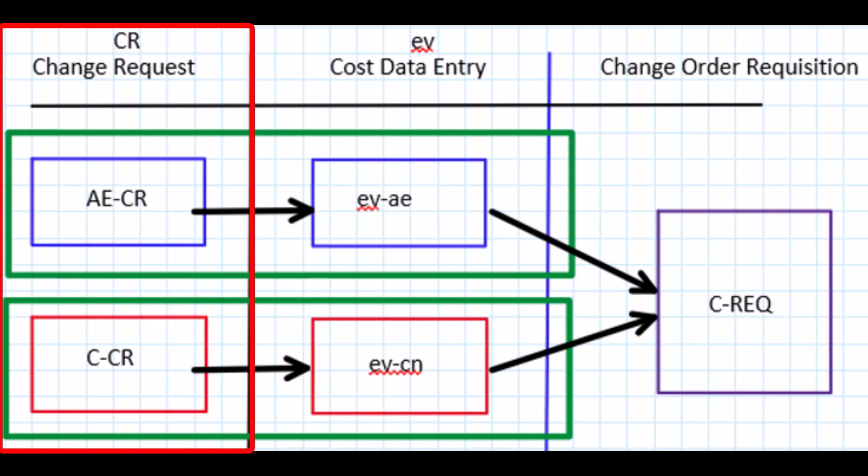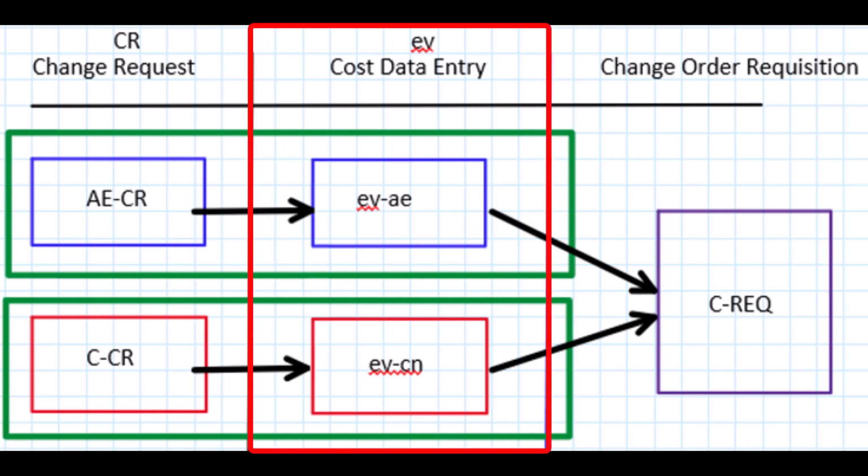Once submitted change requests are approved, they will be entered into the project cost module and will be spawned to EV processes. AECRs are spawned to EVAE and CCRs to EVCNs. When the EV is created, it is pushed to the hold PCO step by project controls and sends the notifications to the PM as a reminder that the original change request has been turned into a PCO and is ready to be bundled into a change order process, also referred to as the C-Req in eBuilder.